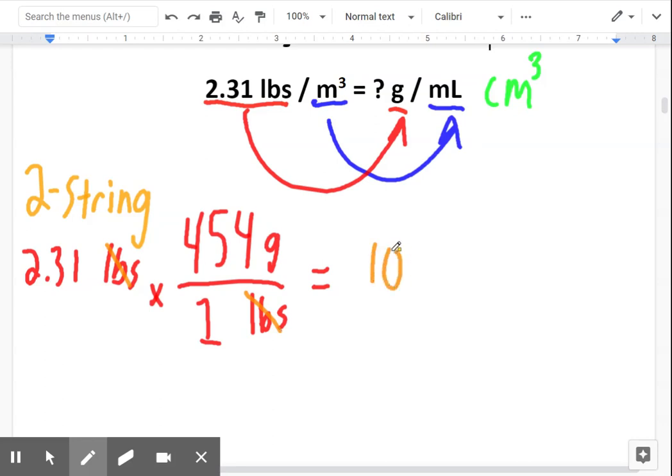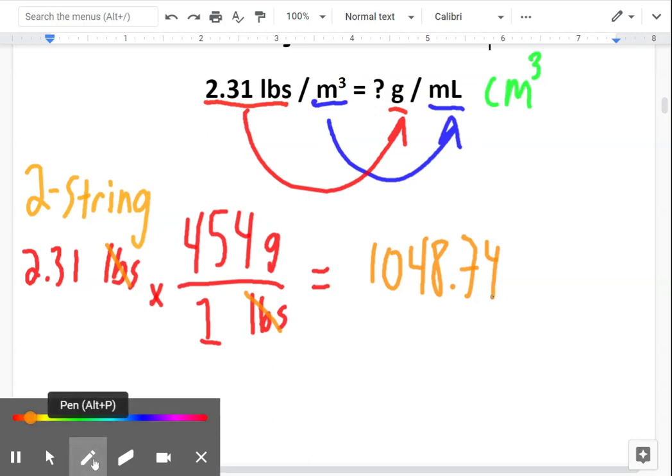I get 1048.74. This is our raw number, and I highly recommend you do not round when you're doing this at the beginning. You'll see why later. Then I'm going to take a look at the next one.